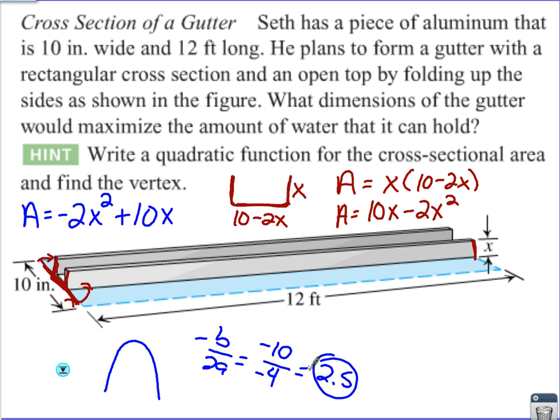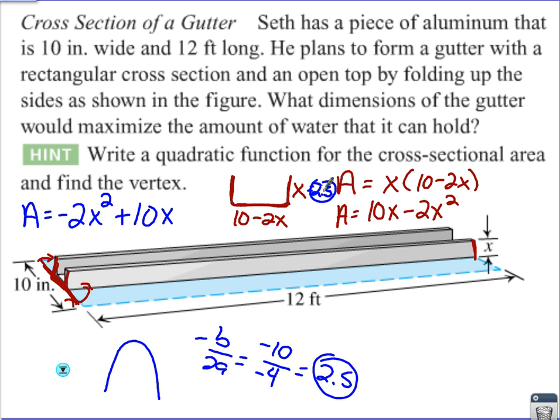Now 2.5 is the x. We're not asked for the area here, we're just asked what the dimensions are. So x is fine on this one. You can go a step further and actually find the area of the cross section, but an x value is fine. x is 2.5.